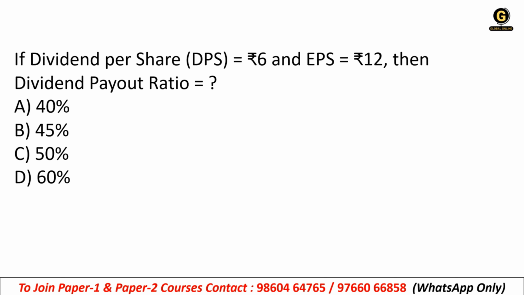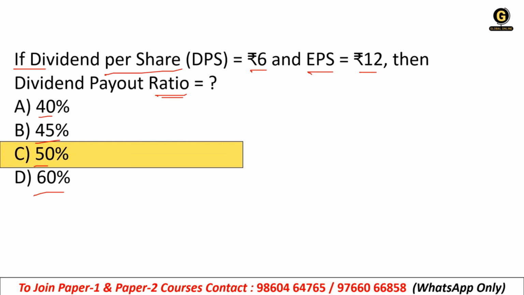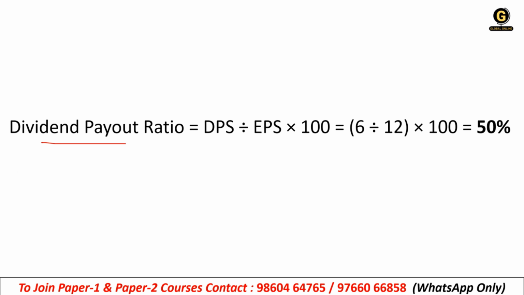Next question. If dividend per share is equal to rupees 6 and EPS is equal to rupees 10, then what will the dividend payout ratio be? 40%, 45%, 50% or 60%. What will be the correct answer? The correct answer will be option C, 50%. Dividend payout ratio is DPS divided by EPS into 100. We have DPS 6 and EPS 12 into 100. When we do it, we have 50% of DPR.